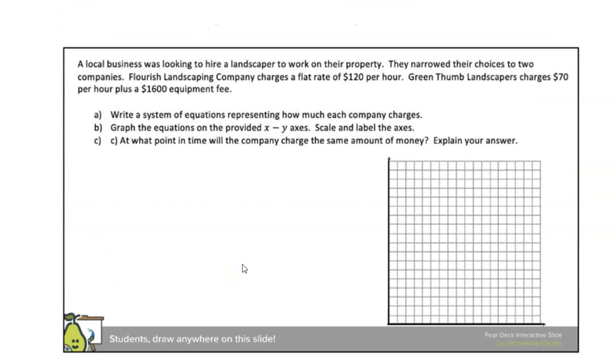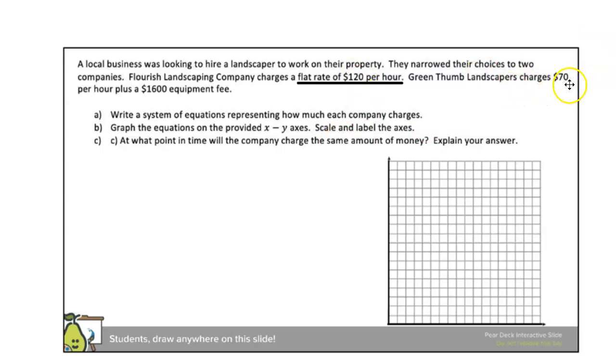Moving on. The local business was looking to hire a landscaper. They narrowed the choices to 2 companies. So Flourish charges a flat rate. That flat rate just indicates that it is not including anything else. It's just $120 per hour, right? So 1 hour is 120, 2 hours is 240, 3 hours is 360, and so on.